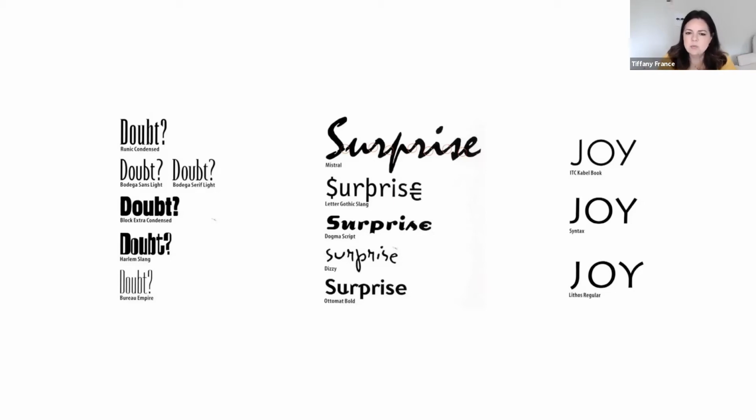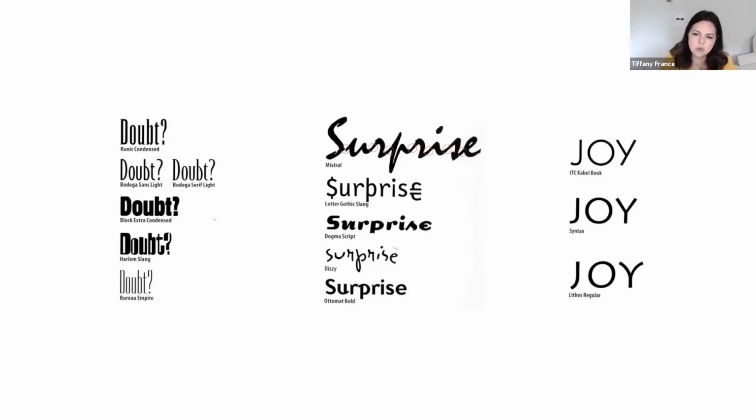In this intersection, we have surprise. You can see the second letter Gothic slang has unusual characters for letter forms. The second to the last has the word surprise using the Dizzy font. And these are letter forms that are just up and down and not consistent.